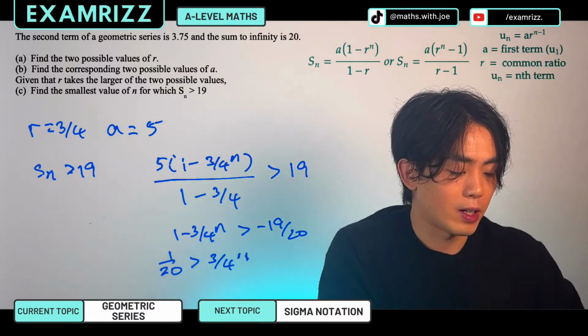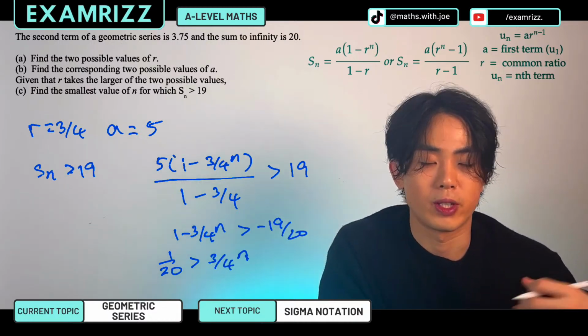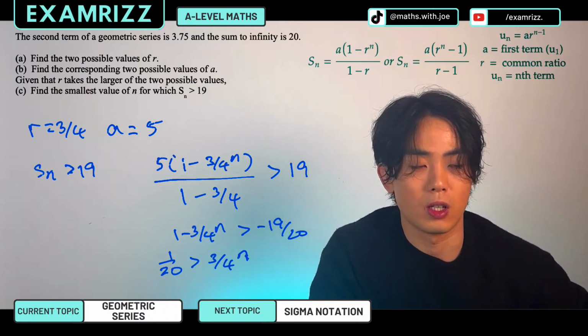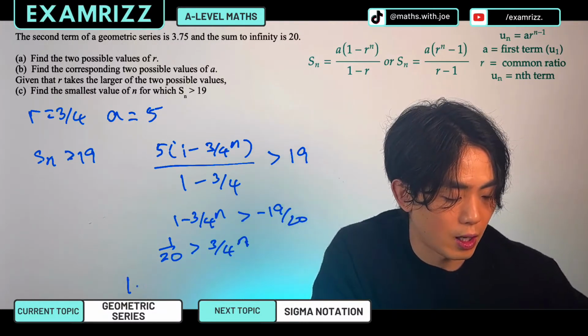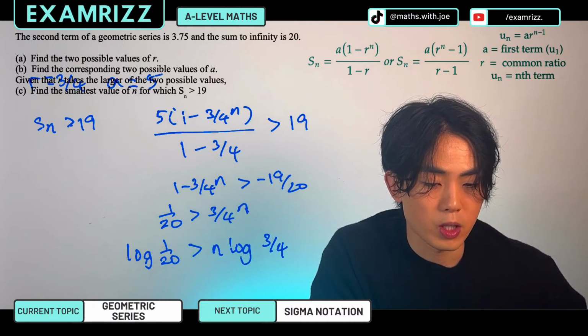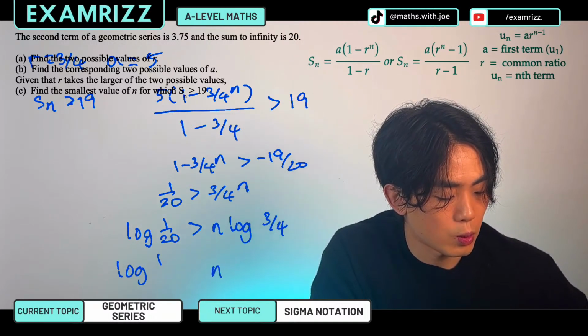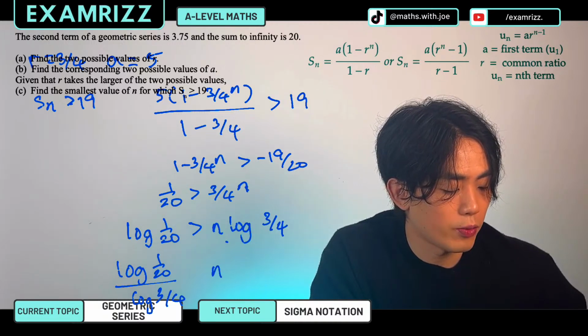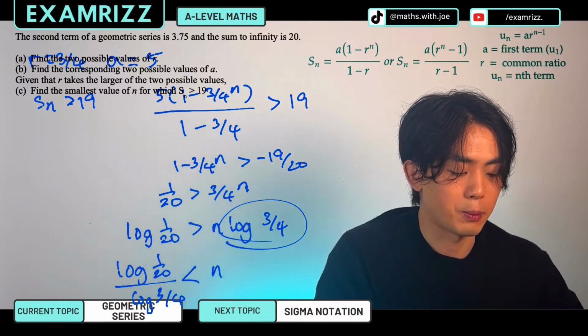Now, to get this n value, we have to use logs. When we deal with geometric series, we use logs a lot, so make sure you are comfortable with logs. If I use logs, using the rules, I get log of 1 over 20 is larger than n log 3 over 4. Because I want n, n is going to be equal to log 1 over 20 over log 3 over 4. Now, log 3 over 4 is a negative number, so make sure you change the inequality sign around. So n is going to be larger than this.